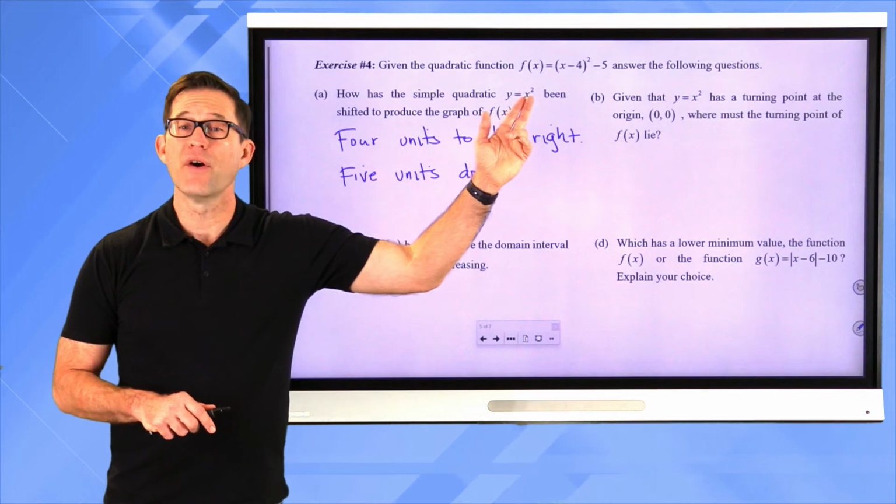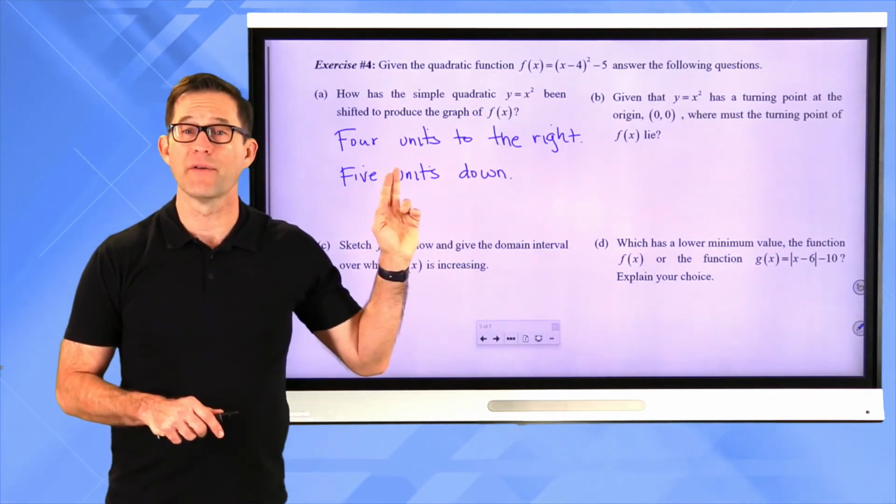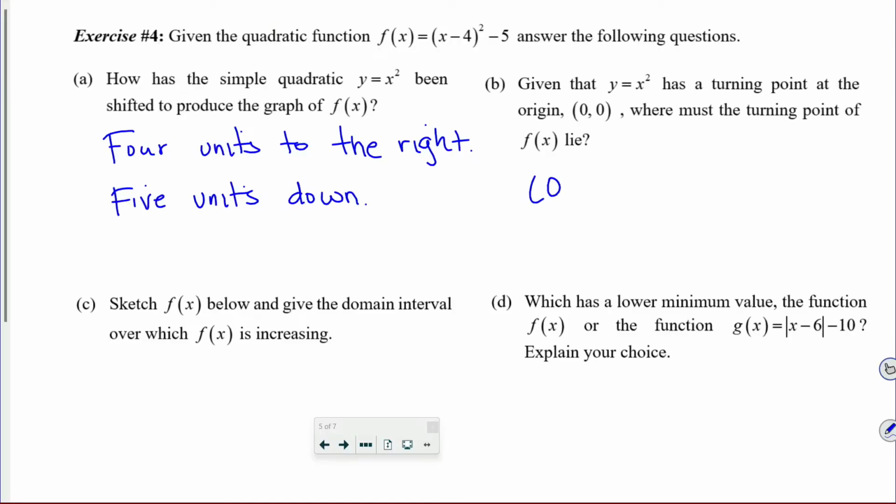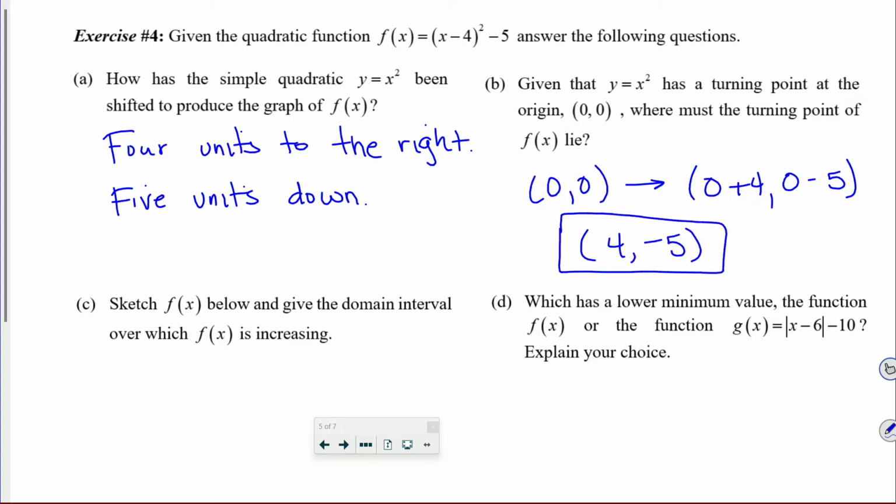Well, given that our new function is simply a shift of our old function by 4 units to the right and 5 units down, that turning point, which used to be at 0, 0, will now go to 0 plus 4, comma 0 minus 5, and therefore our new turning point will be at 4, comma negative 5.